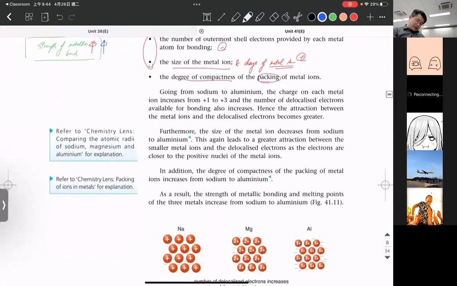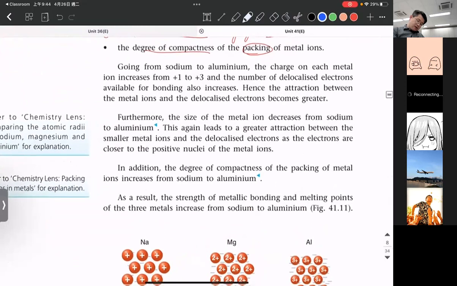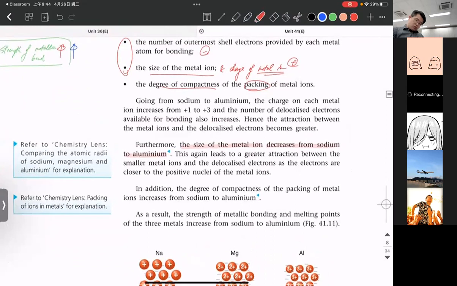And one of the patterns, if you talk about the periodic pattern, you may find this sentence, right? The size of the metal ion decreases from sodium to aluminium. Can you see that? So they will have a greater, stronger metallic bond between the metal ions and the localized electrons.